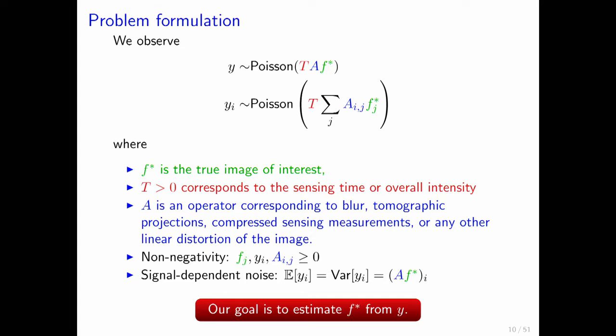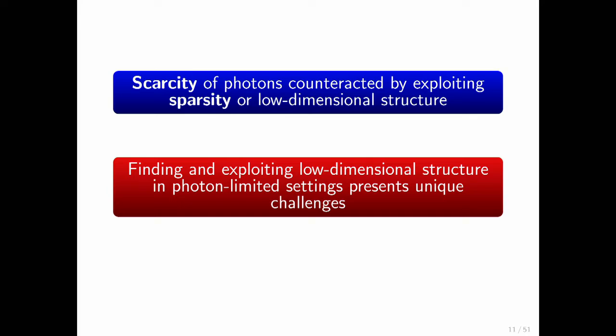So to start, I want to talk about a simple subproblem here, which is when A just corresponds to an identity matrix or an identity operator, and we just want to do denoising. Then what can we do to handle these photon limitations? And you saw how scarce the photons were in some of these example images. Ultimately, the only way we're going to be able to counteract that scarcity of data is by exploiting sparsity or other kinds of low dimensional structure in the underlying image. So the name of the game here is really, how do we find and exploit that low dimensional structure when we only have a small number of photons?